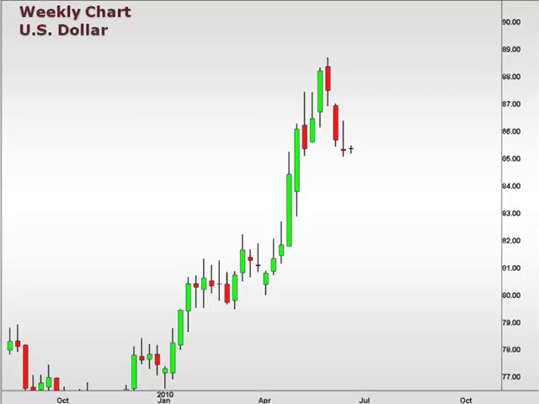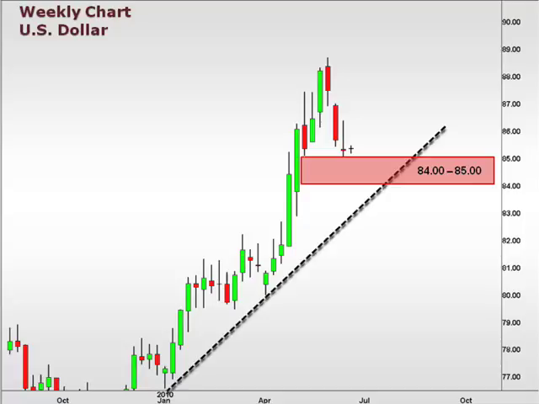Let's take a look at a weekly chart of the US dollar index. This is a great way to gain perspective as to how the US dollar has been trading against a basket of currencies. Well, the dollar index continues to hold support at 85, but could slip lower to test this trend line, bringing the 84 level into the picture as the next level of support.